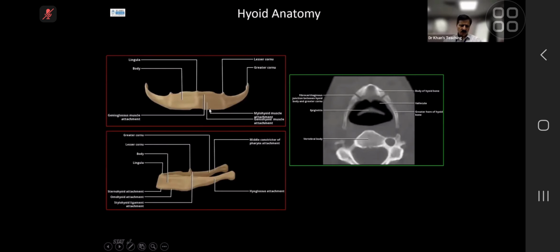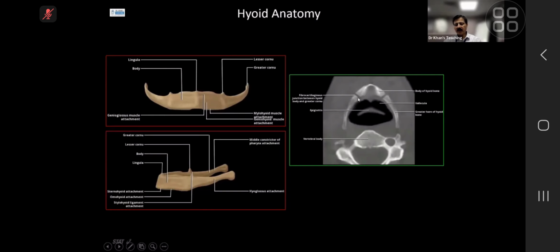So look at this structure. This is the body of the hyoid bone, and two names you should remember: the lesser cornu and the greater cornu. So this is the lesser and this is the greater cornu. Key point to remember is that there is a fibrocartilaginous junction here between the body and the cornu, and this will appear as a lucency. Don't get confused that it is something more than that. And in many of the cases, there will be ossification here.